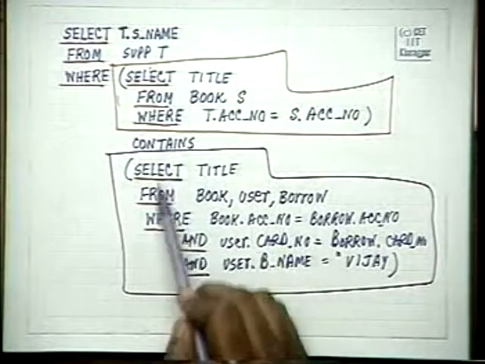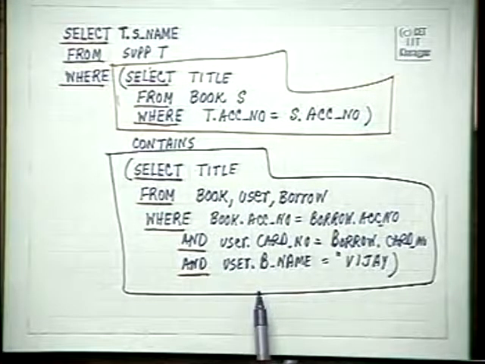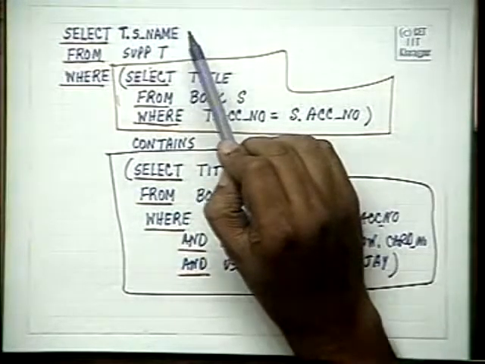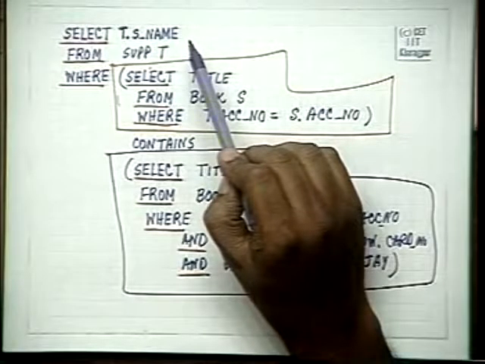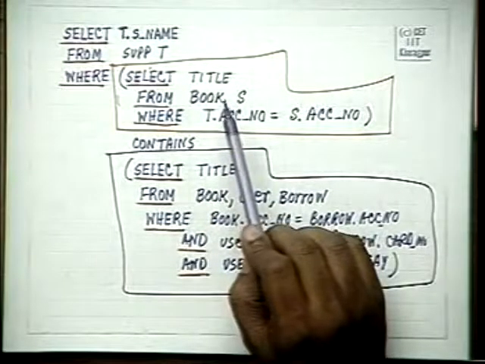So this part takes out the titles of all books supplied by a particular supplier, and that must contain all the books issued by Vijay. This must contain all the books which are borrowed by Vijay. So the answer to this query will be those supplier names such that the supplier must have supplied all the titles, maybe not the corresponding accession numbers, but if Vijay has issued 5 books, this supplier must have supplied the corresponding titles of these 5 books, at least.